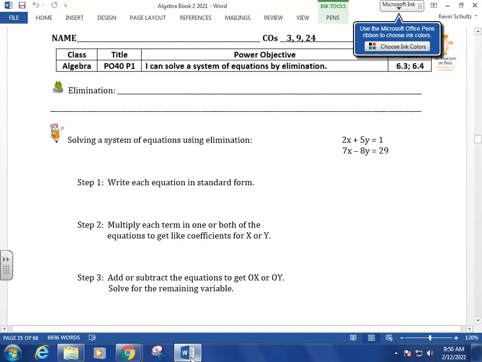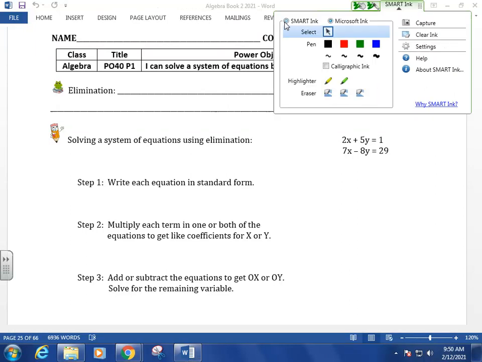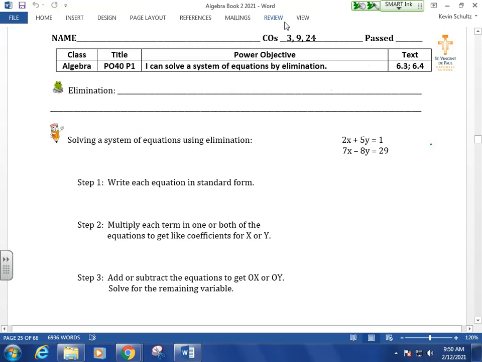We are doing our third of 3 objectives on systems of equations, our third method to solve them. Today, we're going to start talking about elimination. It just sounds fun. I will eliminate a variable is what ends up happening. But anyway, let's look at this initial system here: 2x plus 5y equals 1, and 7x minus 8y equals 29.